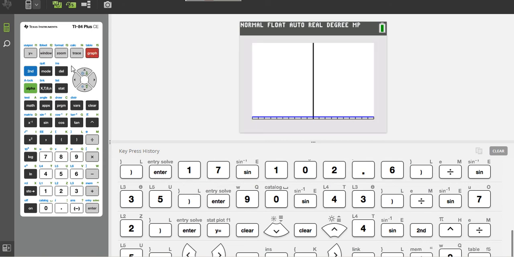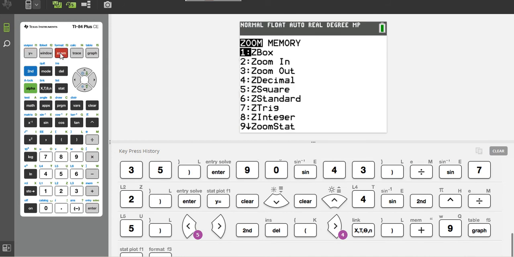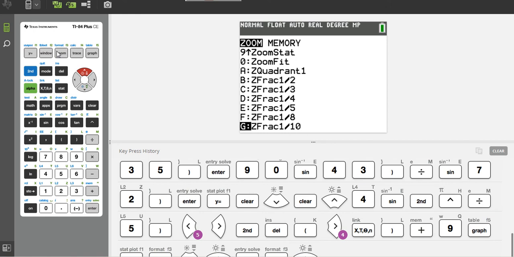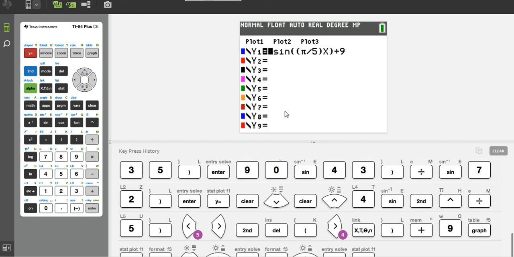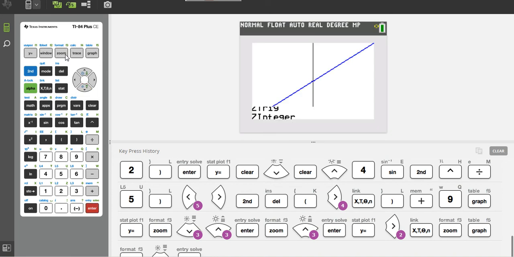Let's graph it. That's not a good picture. So let's change this, so we have zoom. We'll do zoom standard first. Still not a great picture, so let's do zoom fit instead. And that's still not working, so let's see what the issue might be here. Okay, let me try this. We'll go to graph. Let me zoom out. I think I might know what happened here, but I'm not quite sure.